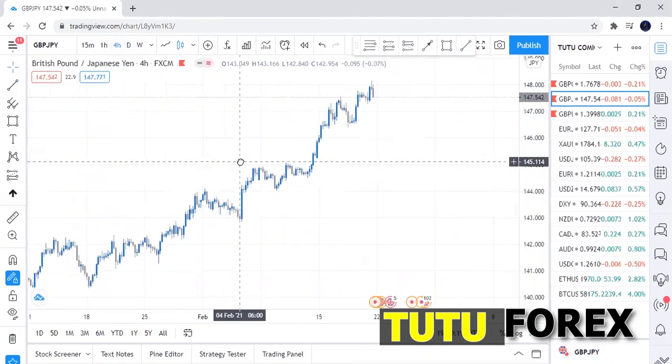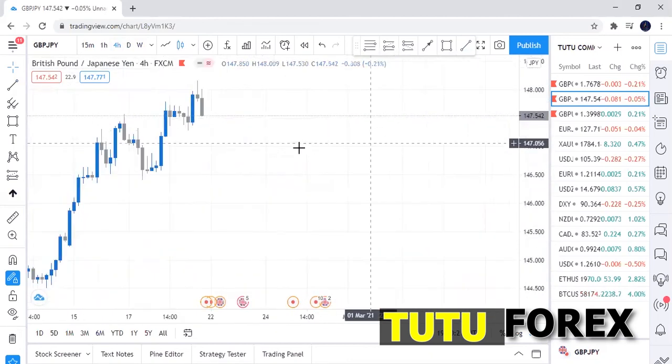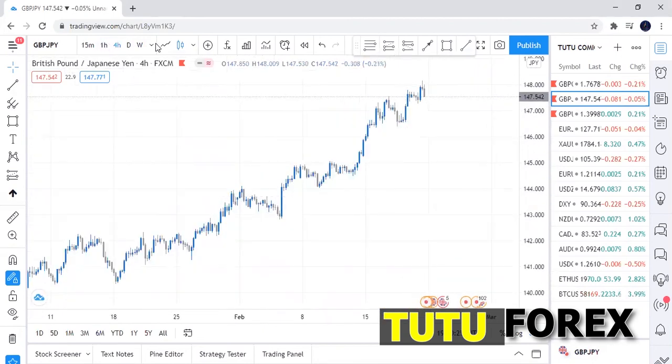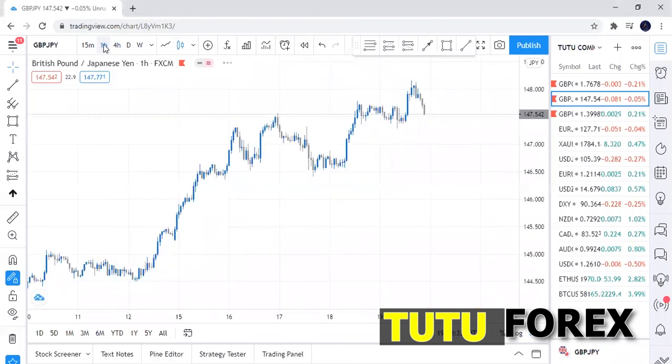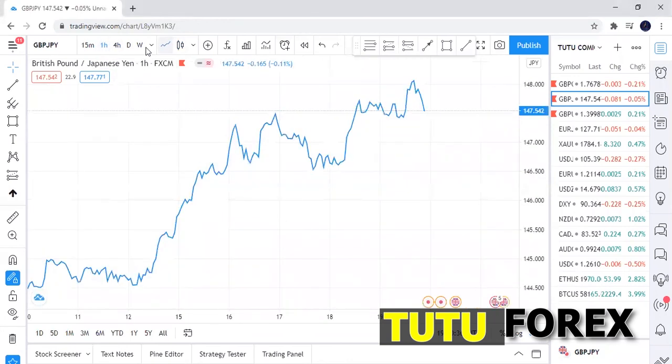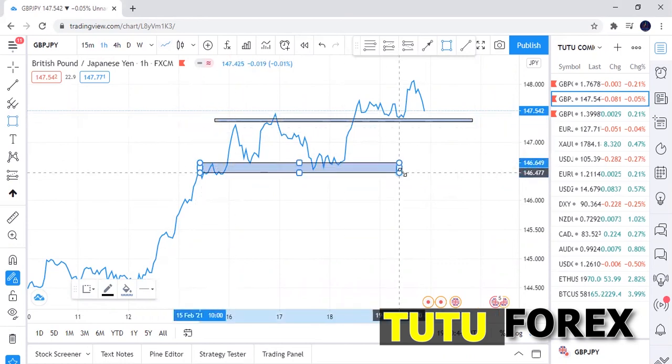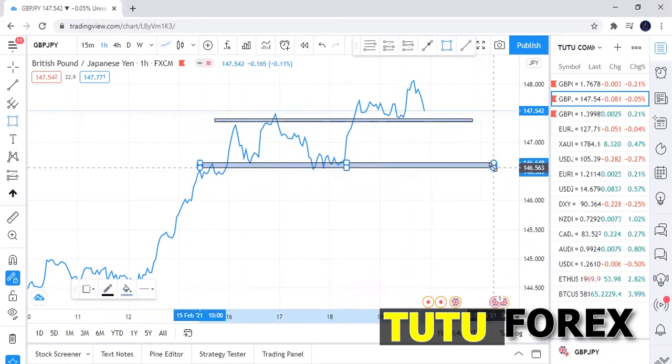Switch to the 4-hour time frame, and if you can't see the structure of the market clearly, switch again to a lower time frame, or change to your line charts. Then you start to draw the points that you are seeing. That's it. These are the points that I'm seeing in the market.